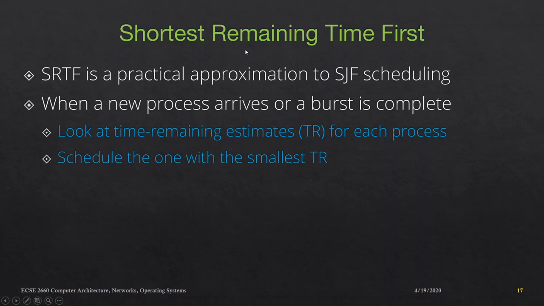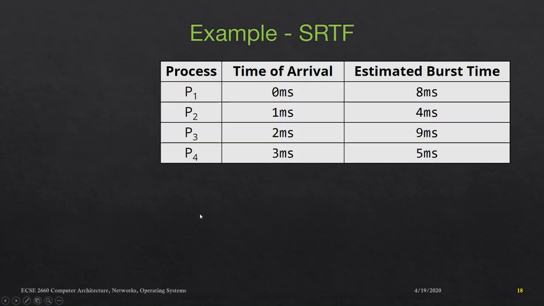Next, we look at the shortest remaining time first algorithm. This is SRTF, which is a practical approximation to the shortest job first scheduling algorithm. So when a new process arrives or a burst is complete, then we look at the time remaining estimates, TR, for all the processes that still need the CPU's attention, and we schedule the one with the smallest time remaining. So this will hopefully be clear when we work through this example.